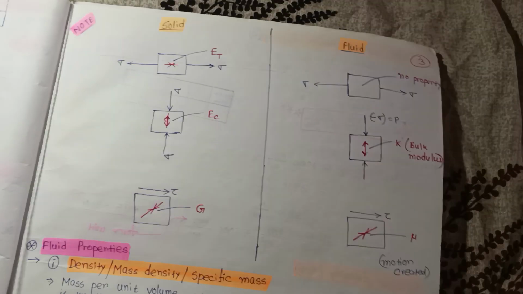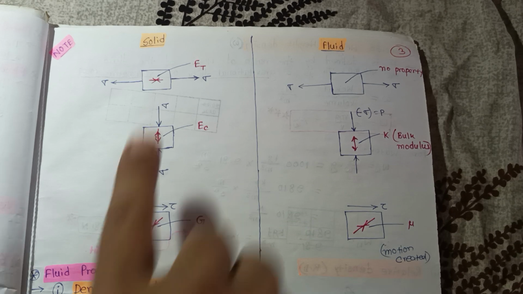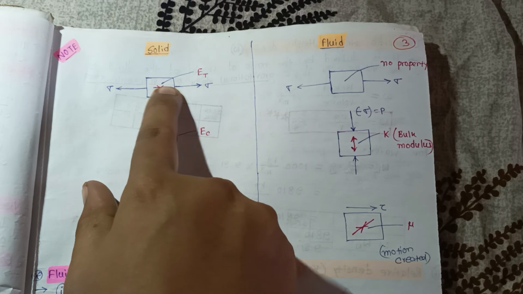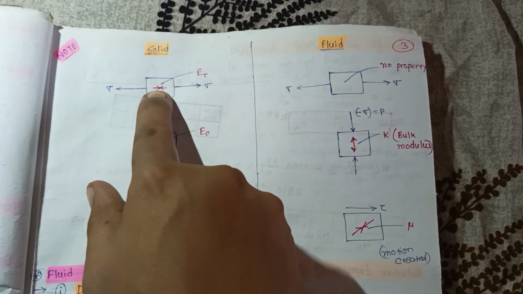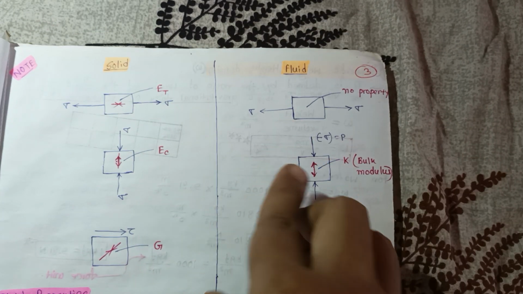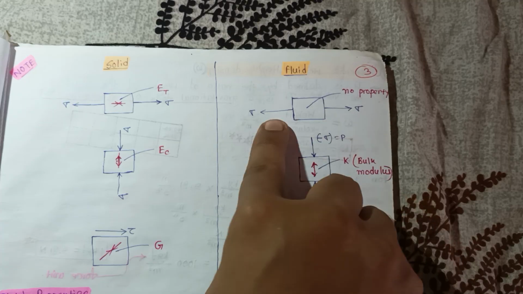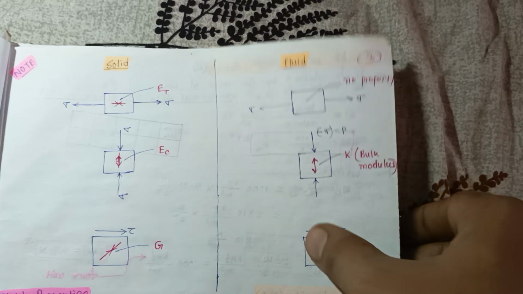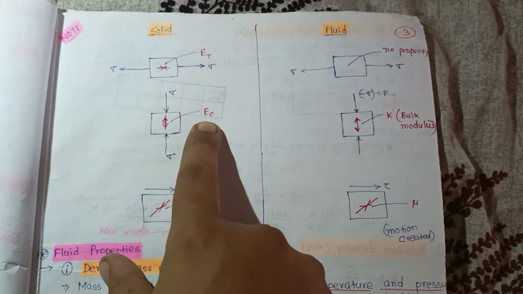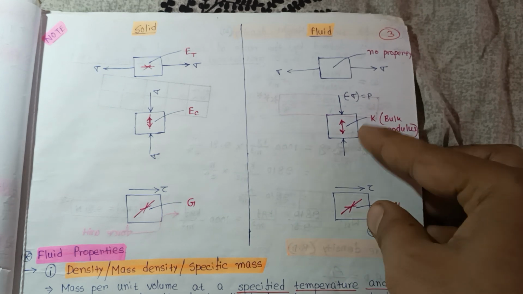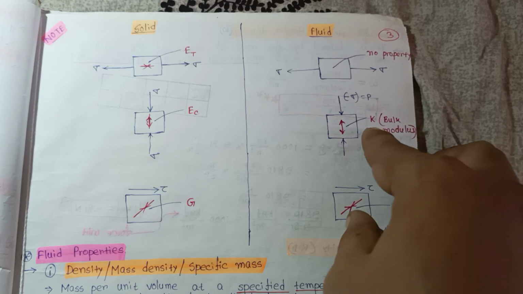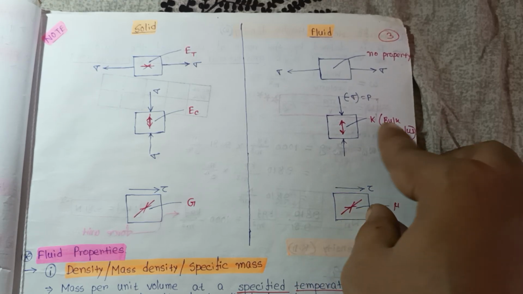If we compare solid and fluid: for a solid element, if you apply tensile stress, the tensile Young modulus, Et, comes into the picture. For a fluid, if you apply tensile stress, there is no property. For a solid under compressive stress, there is a compressive Young modulus, and for a fluid under pressure, the bulk modulus comes into the picture. This is very important: the bulk modulus under compression.